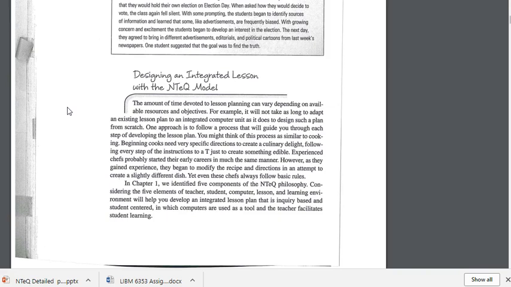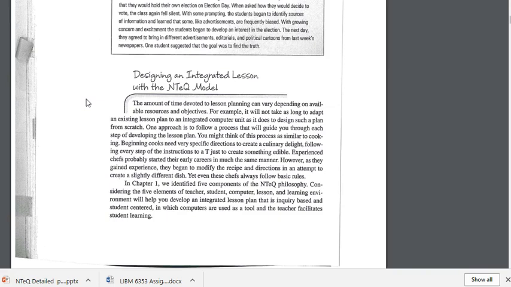The amount of time devoted to lesson planning can vary depending on the available resources and the objectives. For example, it will not take as long to adapt an existing lesson plan to an integrated computer unit as it would to design a plan from scratch.